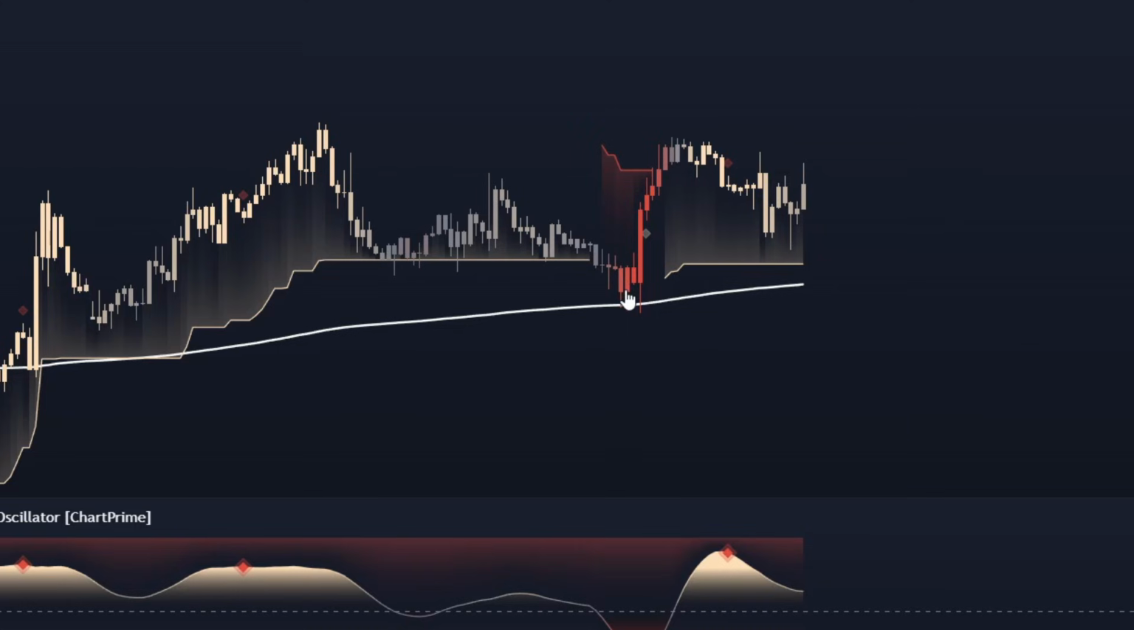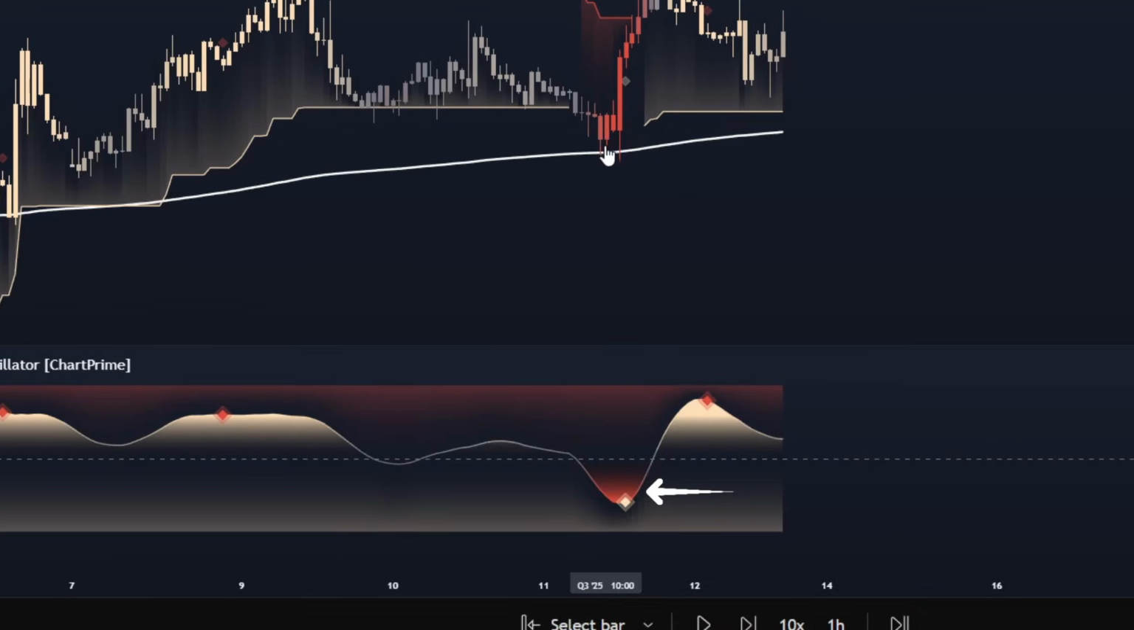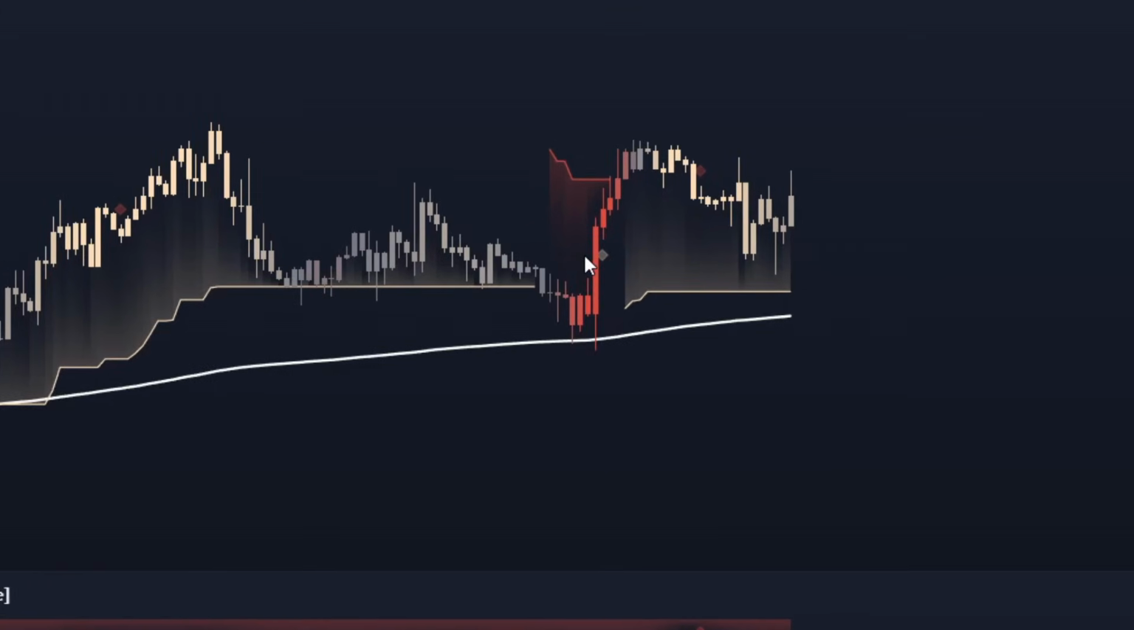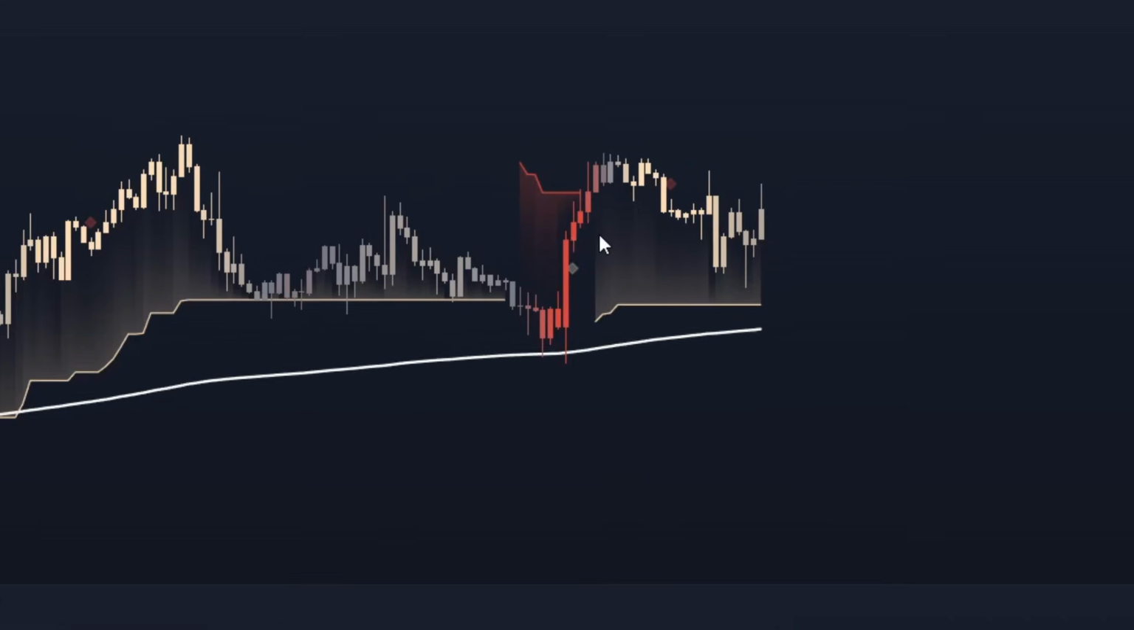On the oscillator, this looks like momentum cooling and dipping below the midline, sometimes deep into red. On price, the ribbon and candles flip red for a short time as the market pulls back. This is exactly what we want. We don't buy yet. We wait for the pullback to end.